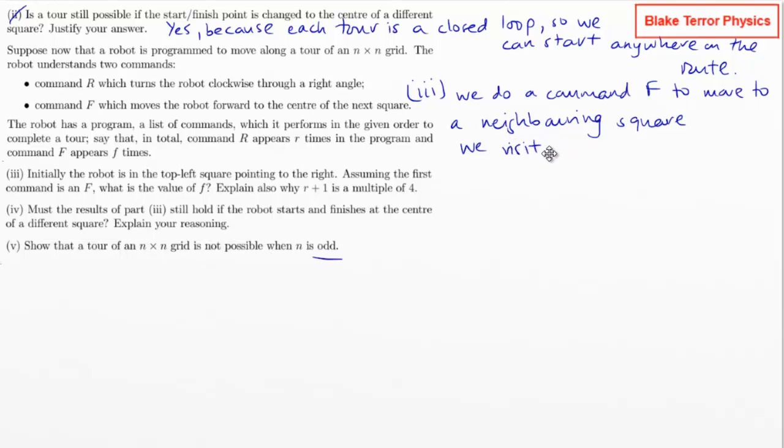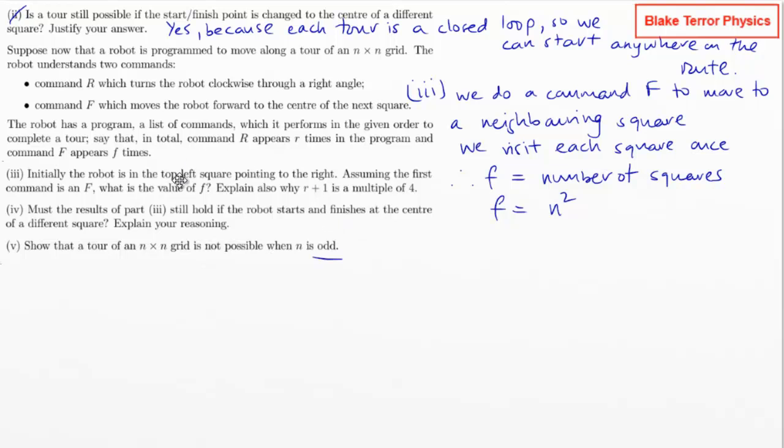Okay, and it is quite obvious actually. We visit each square once, so f must equal the number of squares. Well, it kind of dropped out pretty quickly on this. So f is going to be equal to n squared. Right, that's fine. And what do we have to also explain? Why r plus 1 is a multiple of 4.